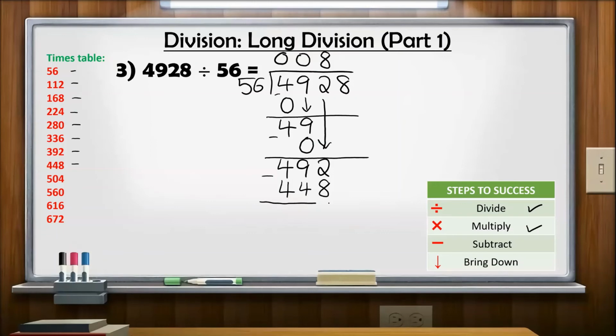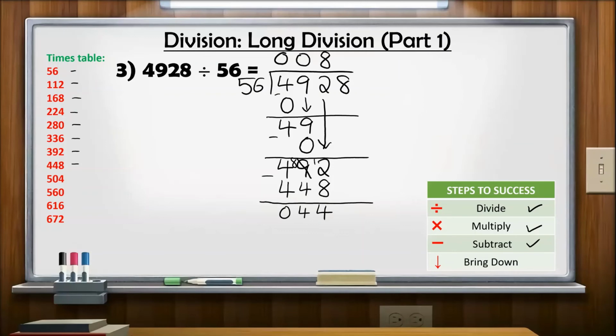And because it's set up as a column subtraction, I'm going to take away the numbers. So 2 take away 8 I can't do, so I'm going to borrow from the 9. 12 take away 8 is 4. 8 take away 4 is 4. And 4 take away 4 is 0. So subtraction has been done. This tells me 492 divided by 56 is 8 whole with a remainder of 44.